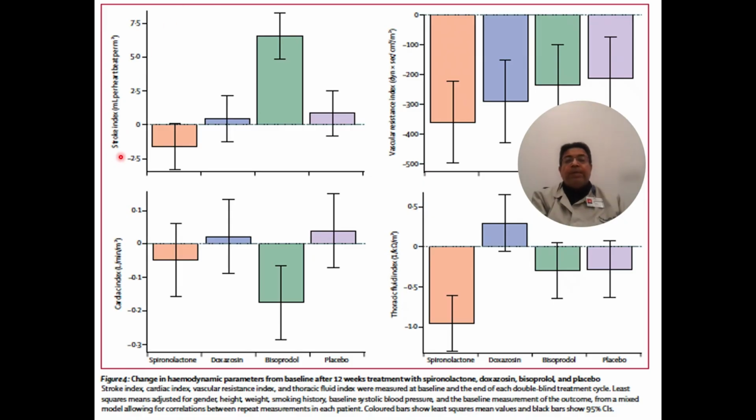Here we're looking at stroke index, vascular resistance index, cardiac index, and thoracic fluid index. So spironolactone does decrease stroke index and most markedly decreases the vascular resistance index. It does decrease cardiac index a little bit, as does bisoprolol. Spironolactone does have some parasympathetic effect. And then this thoracic fluid index is most markedly reduced by spironolactone, representing a marked improvement in fluid status.